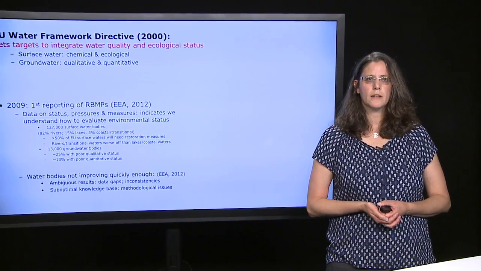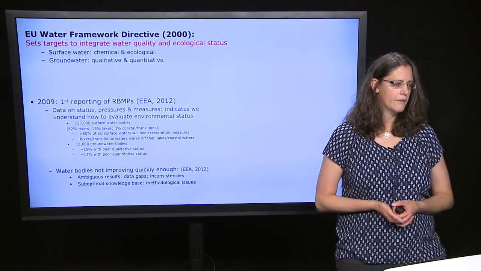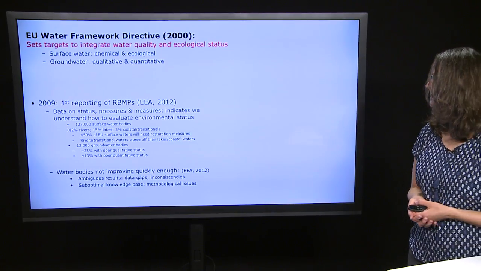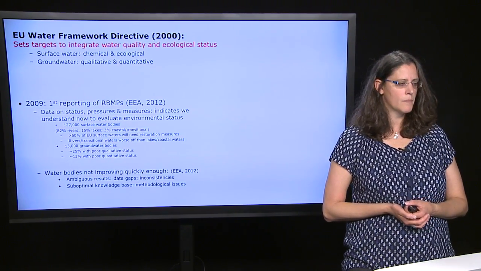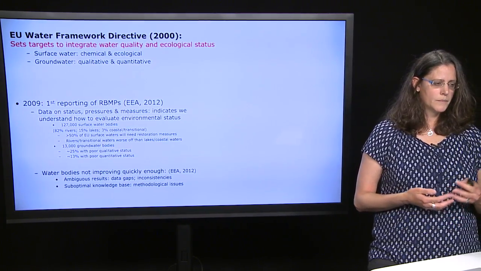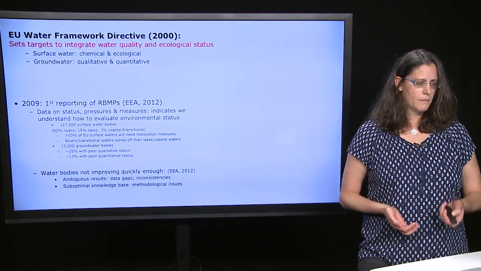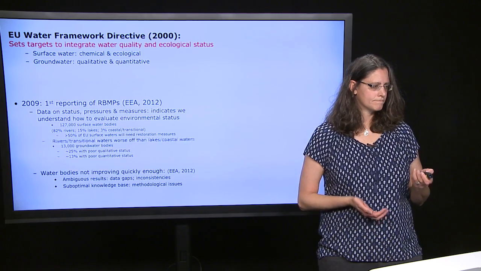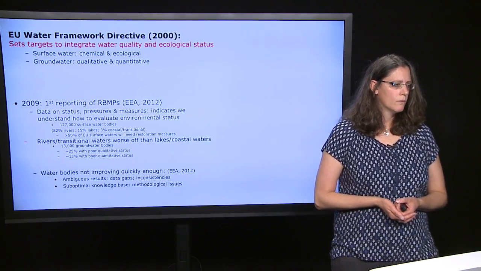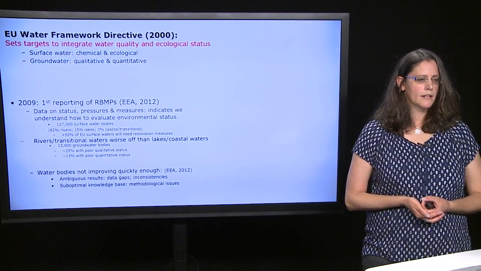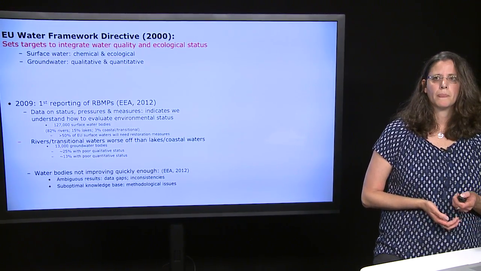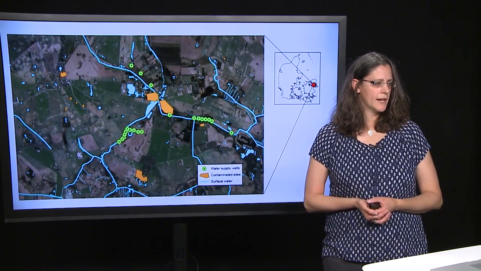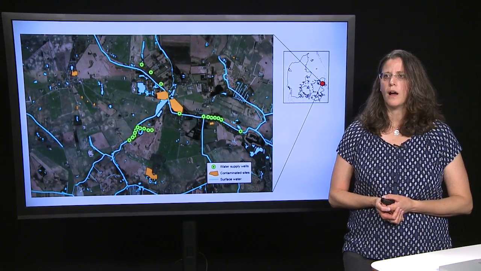If we take a closer look into the data, it's been identified that we have ambiguous results due to data gaps and inconsistencies across member states, which really points to a suboptimal knowledge base dealing with methodological implementation. Notably, rivers and transitional waters have been identified as having poorer water quality than lakes and coastal waters. Let's take a look at a typical Danish catchment to see if we can understand why.